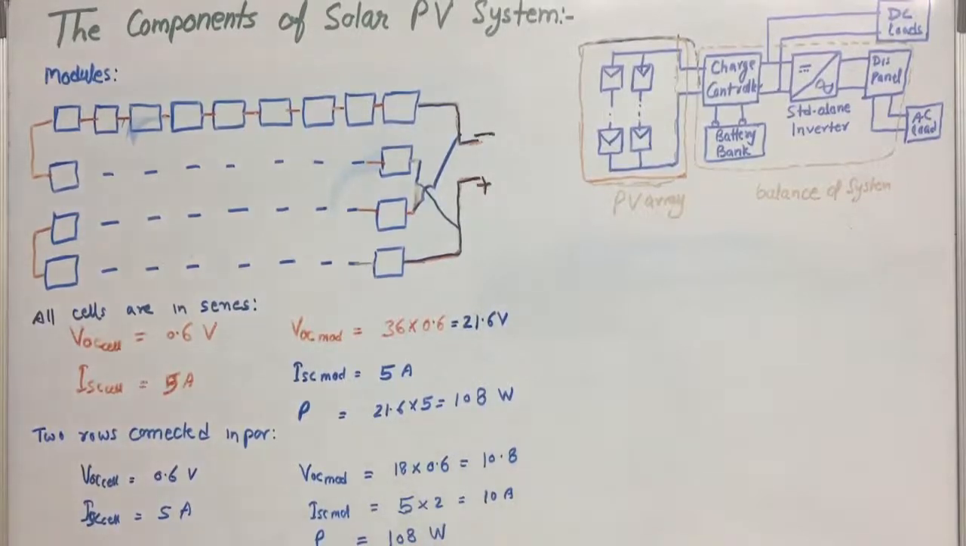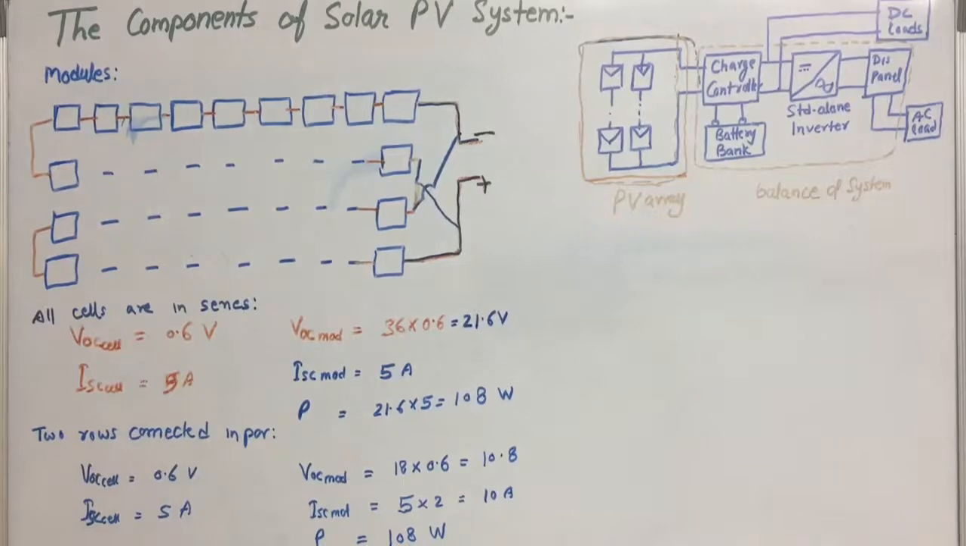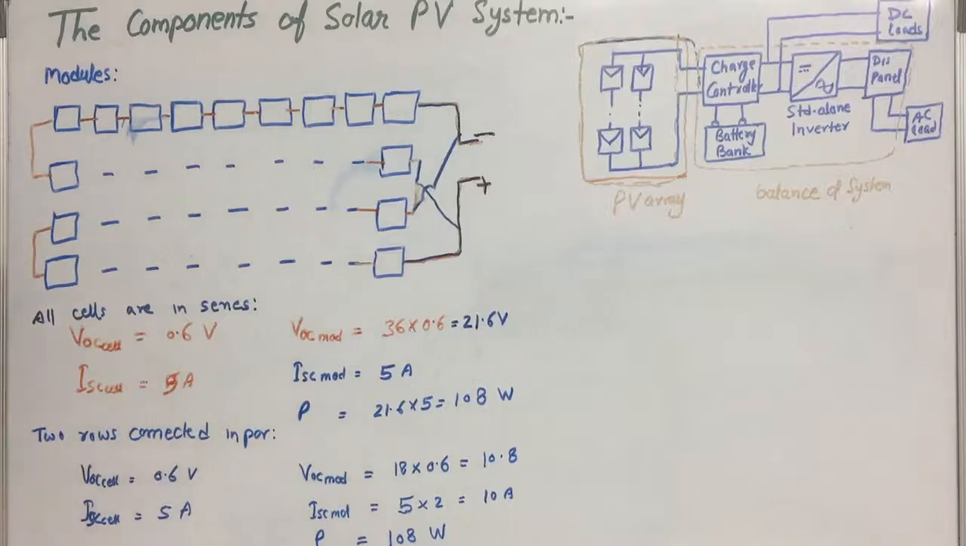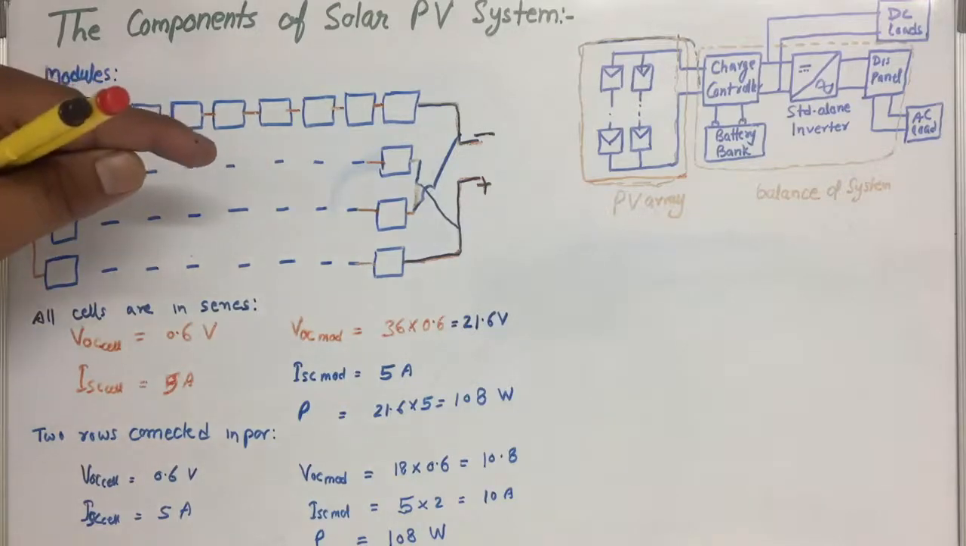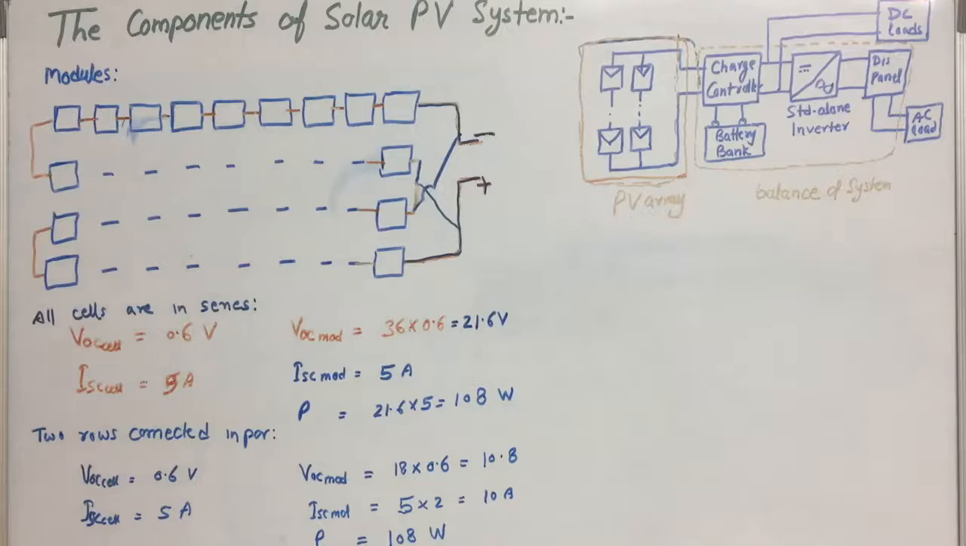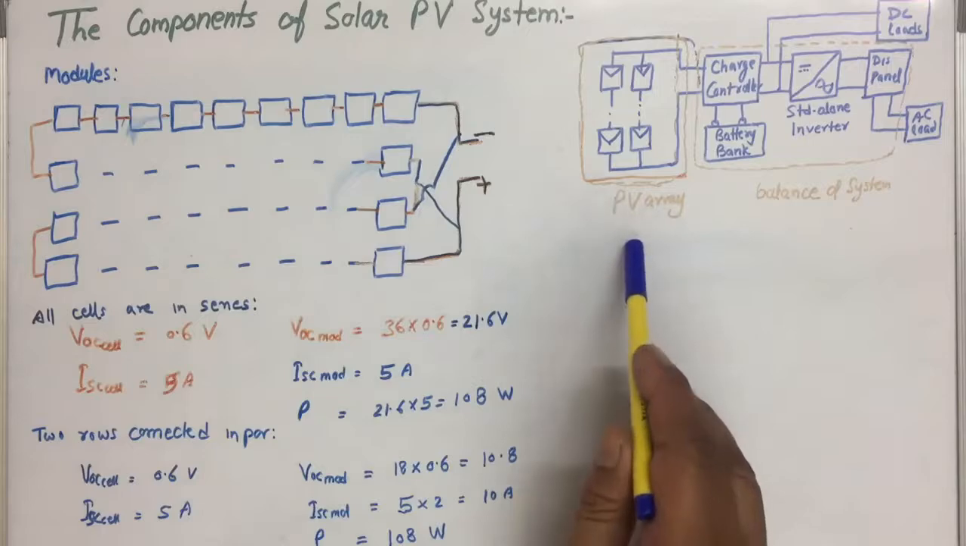So what we find is that the power remains the same, however the connections of the cells in the module are different. According to our load requirement, we will connect it in different configurations to find the power rating as well as the current and voltage requirement. Okay, so these all are about the PV array.